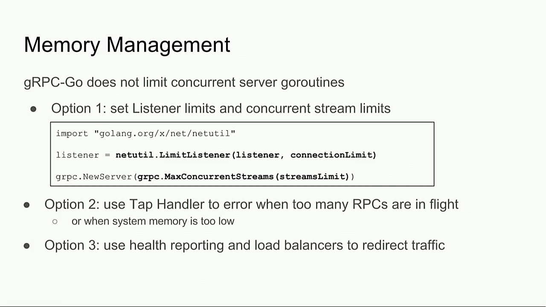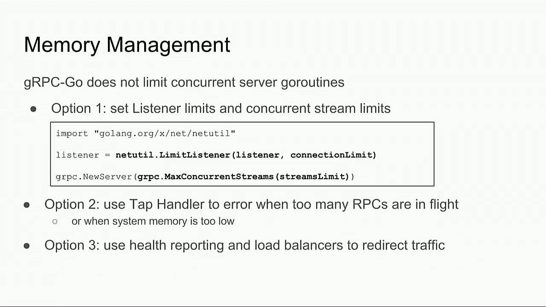The first of which would be to set limits on the number of outstanding connections you can have at any point in time, and also how many concurrent streams or how many in-flight RPCs you can have for each one of those. And so below is an example of how you would do that. You have to limit the connections on your listener itself, and you can do that by wrapping it in this x/net/netutil functionality. And then gRPC does have a way of setting the limit on the number of streams that you can have for any connection. So basically, the product of those is how many outstanding RPCs you're now limited to.